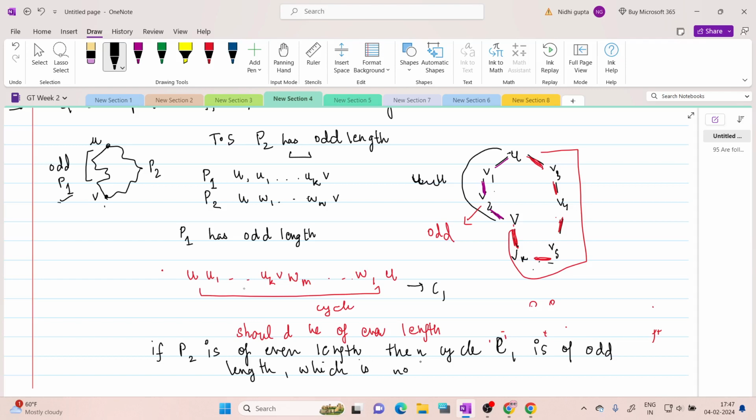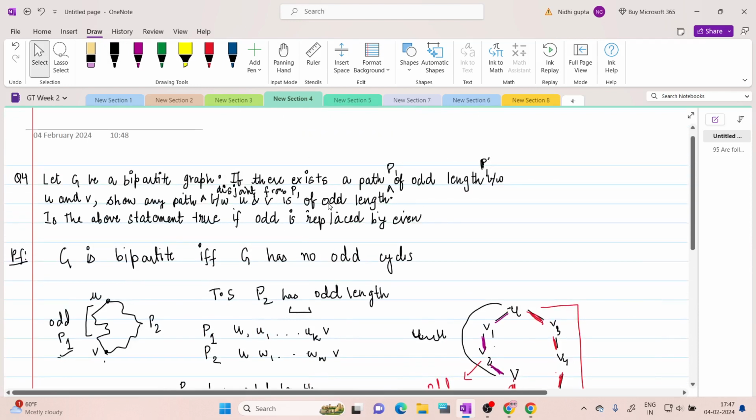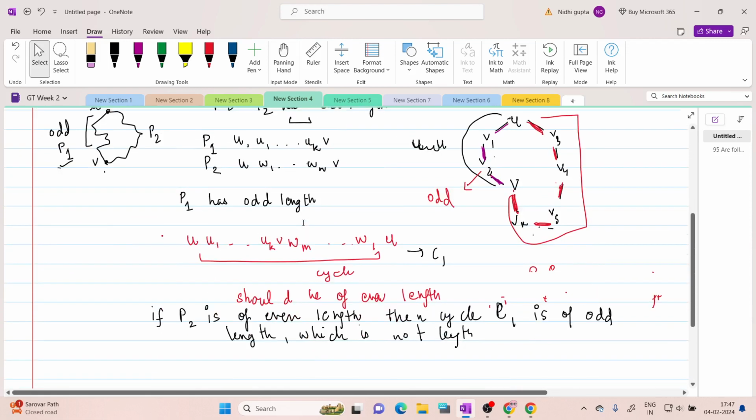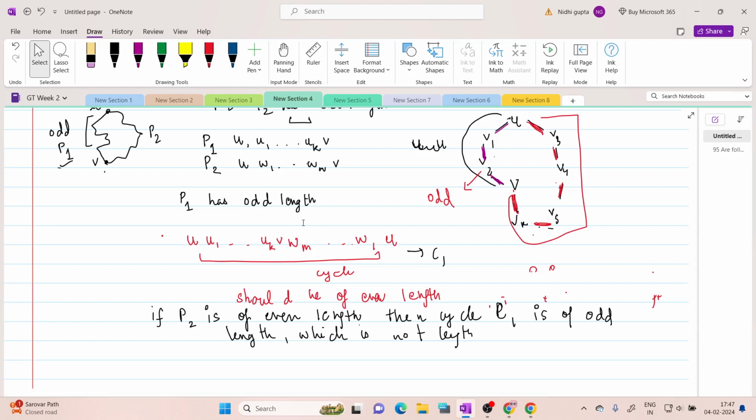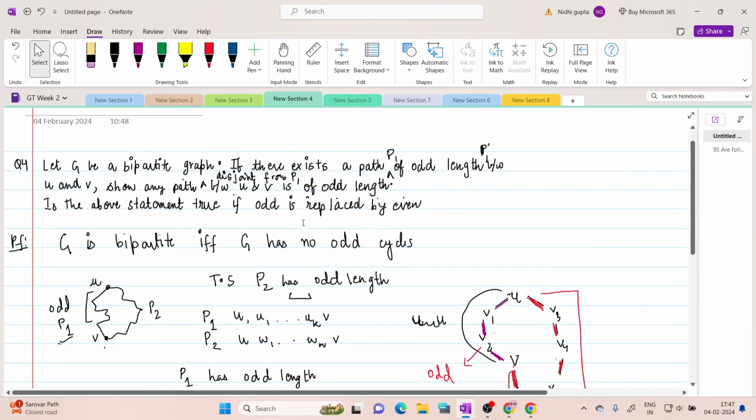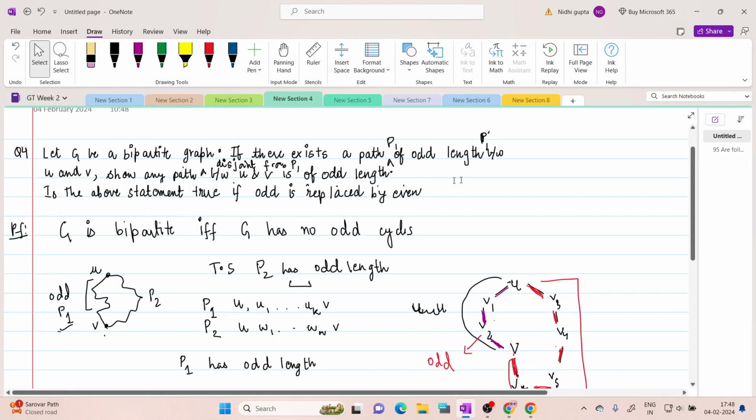And the second part of the question was, if I replace odd by even in the above sentence, what happens? If my original path was given to be of even length, what can I say about the second path? It should be even length, because if we take it to be odd, then we are getting an odd cycle, which is not possible. So is this question fine? Yes. Okay.